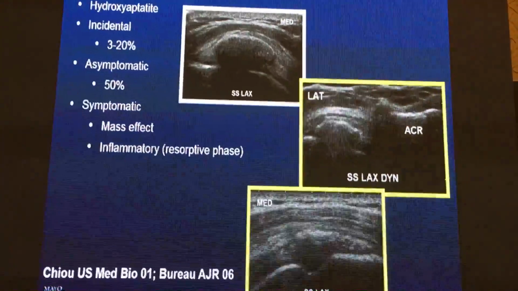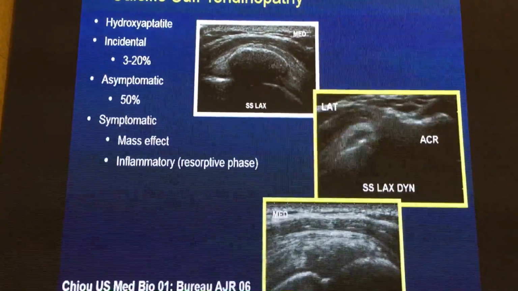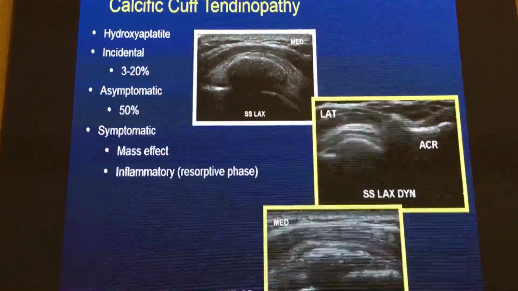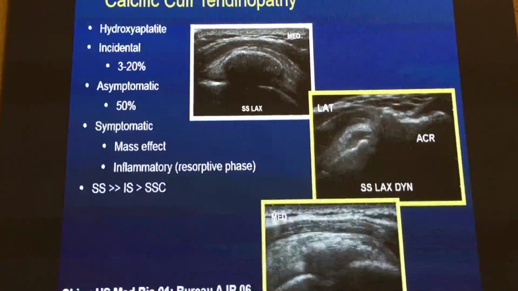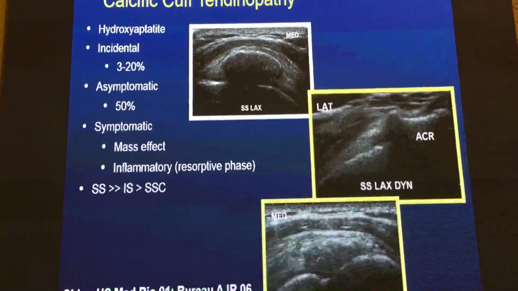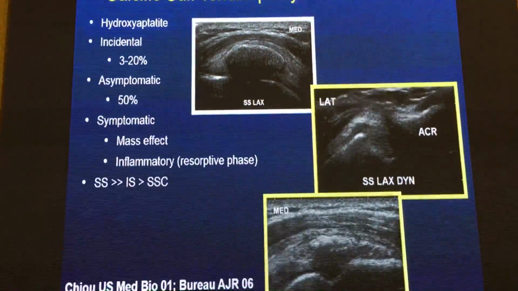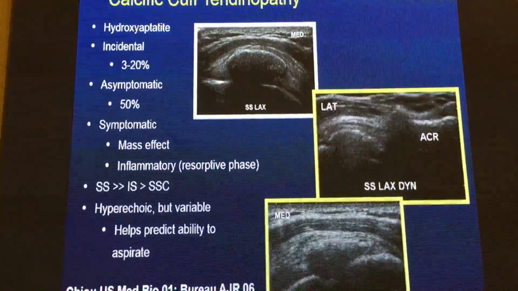Some people will actually spike a fever with it. It looks like they're infected because it hurts so bad and they have all of these systemic signs. But it's just this dramatic inflammatory phase. And then you have the post-acute phase where the calcification has resorbed, the tendon is going back to normal, and you don't even know that they had a calcification in that area. It's more common in the supraspinatus, but you can have them in the other rotator cuff tendons.